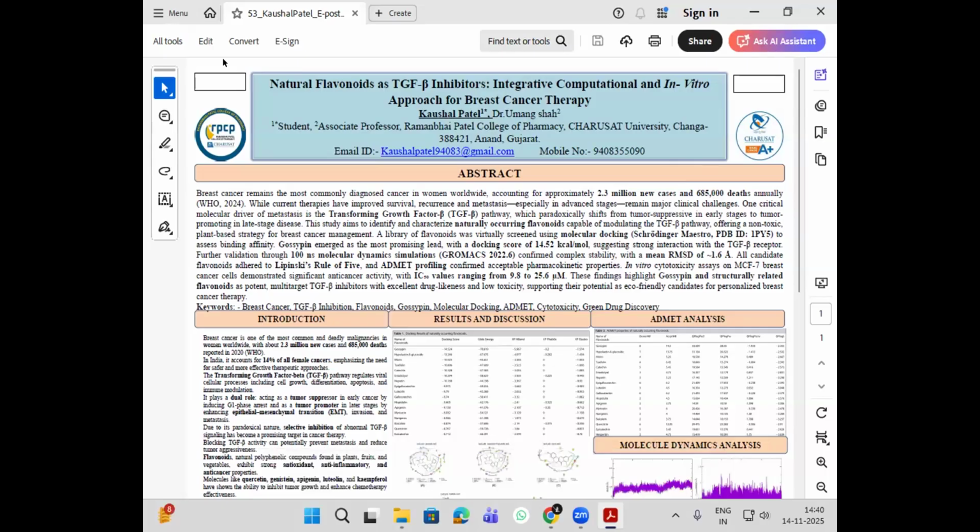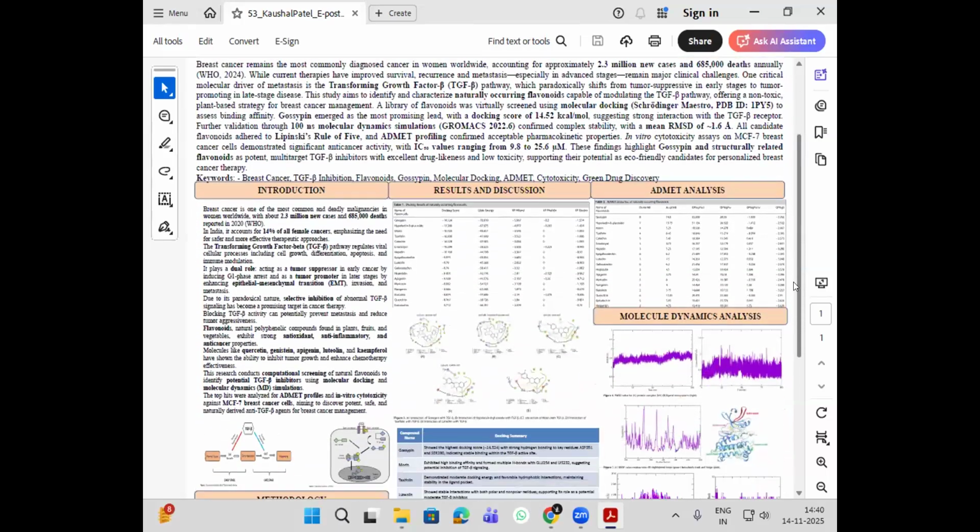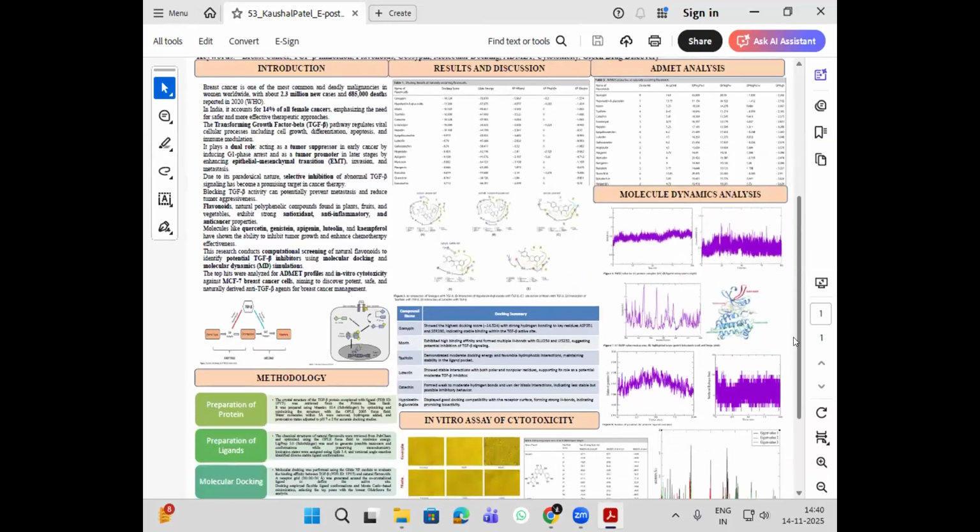Then, if we talk about docking, we are using Glide XP software, where we set a 30 by 30 by 30 Angstrom receptor grid, and we do the docking study and find out which ligand has the maximum value. If we see the result, we get gossypin having the highest docking score of minus 14.52, as compared to minus 9.2 for the inbuilt ligand present in the protein. Then we select this compound, gossypin, for the molecular dynamics study.